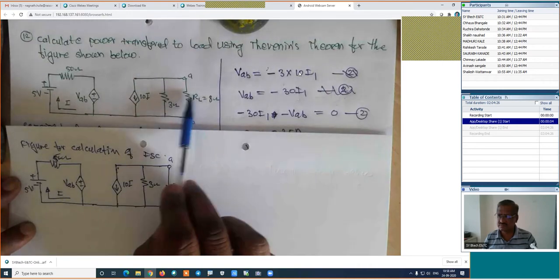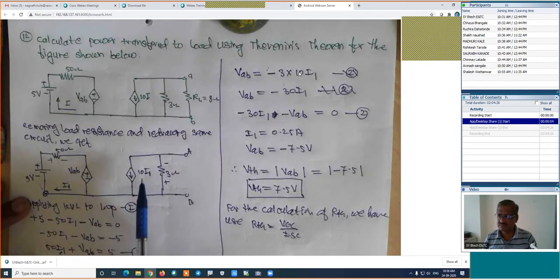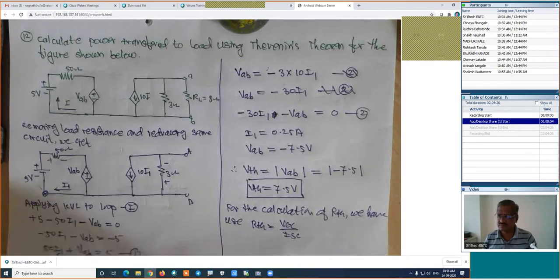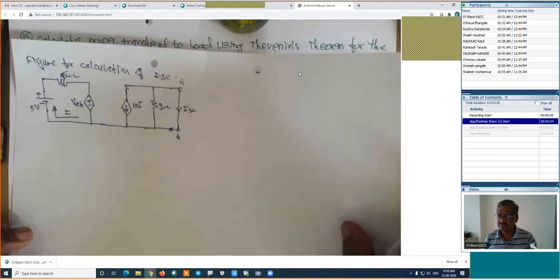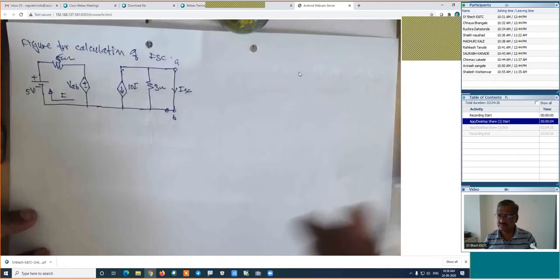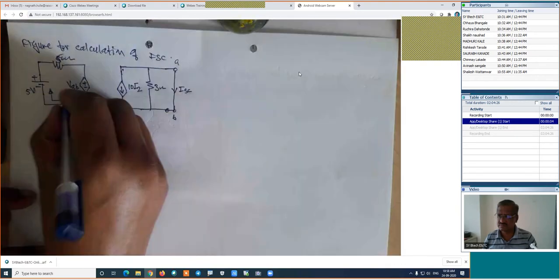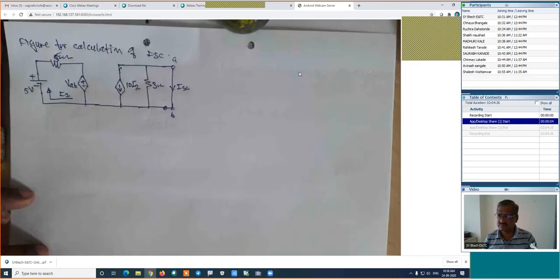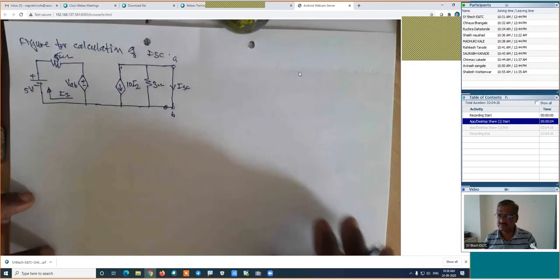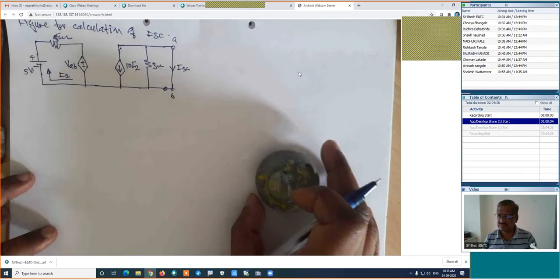Whenever this is removed, which is here, I have named it as I1. And whenever it is shorted, its name will be different. That's why I'm naming this value as I2. This will be the I2. Just the nomenclature will be different. Is it right? And now we are interested in the calculation of the ISC.